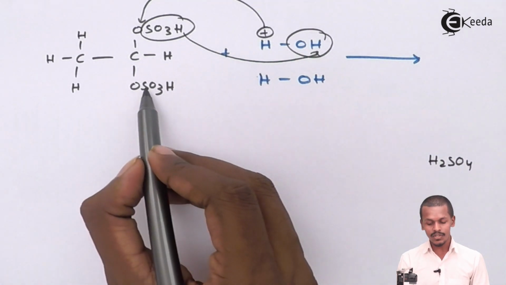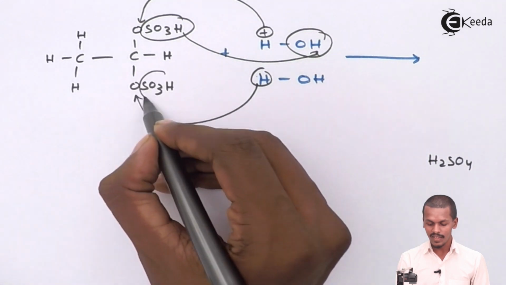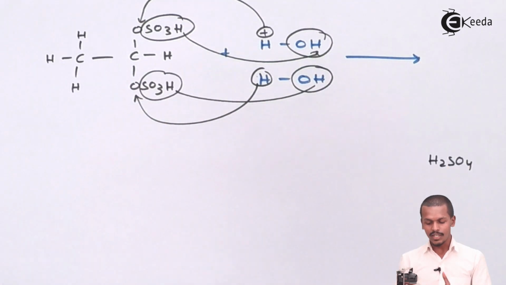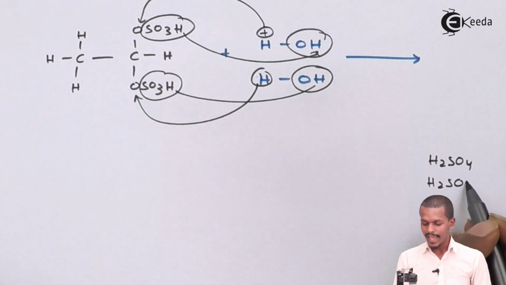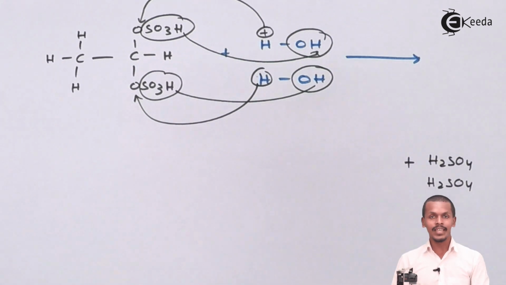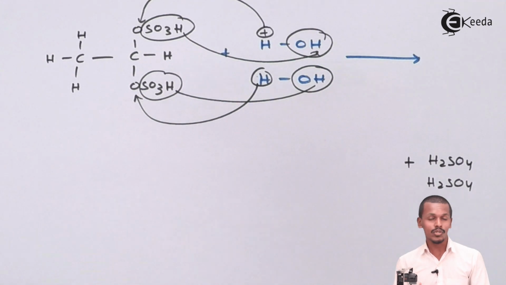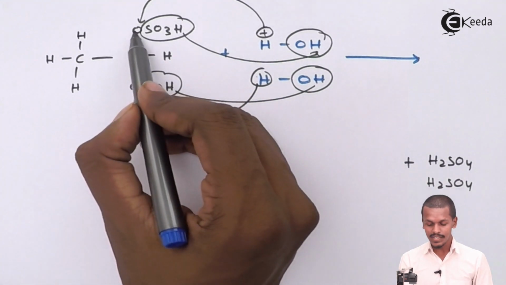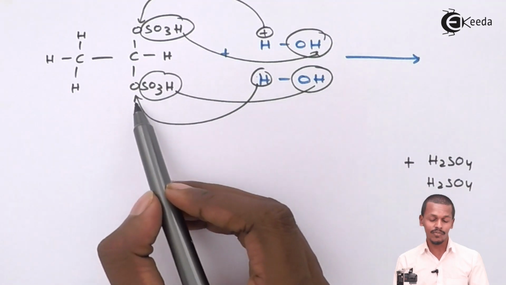But it could also happen this way, where H attacks this oxygen atom, and the rest can be removed with the OH so as to form H2SO4 again. So H2SO4 is taken out of the reaction, and that is the reason H2SO4 acts like a catalyst. And the thing obtained after the reaction is that this OH will be obtained here, and again here is also an OH.